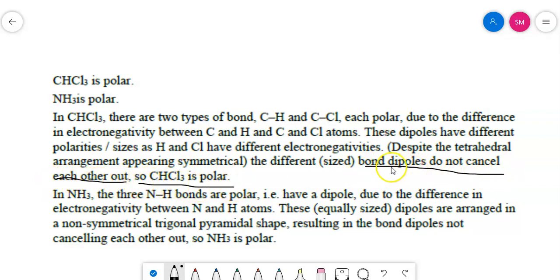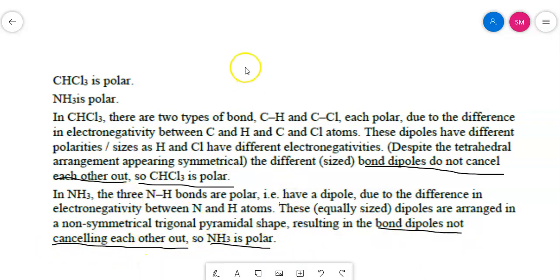If they did cancel each other out, you would say the dipoles do cancel each other out and the molecule is non-polar. So that's a really good finishing statement that you should always use for these questions. In NH3, the three nitrogen to hydrogen bonds are polar, due to the difference in electronegativity between nitrogen and hydrogen atoms. These equally sized dipoles are arranged in a non-symmetrical trigonal pyramidal shape, resulting in the bond dipoles not cancelling each other out, and so NH3 is polar.